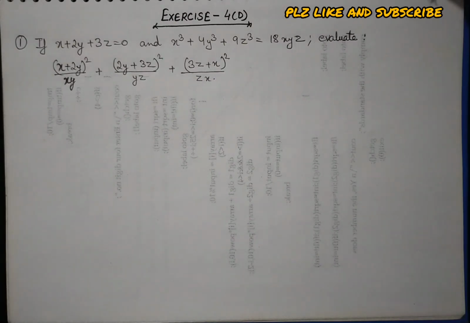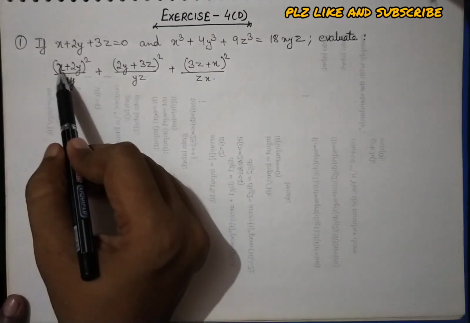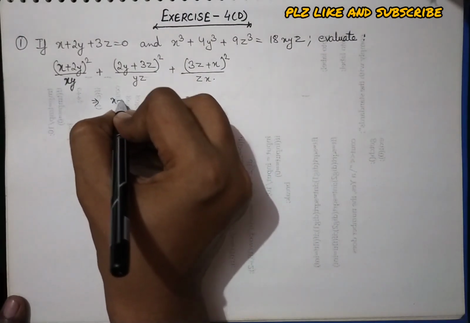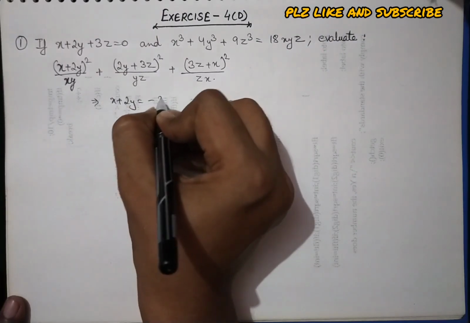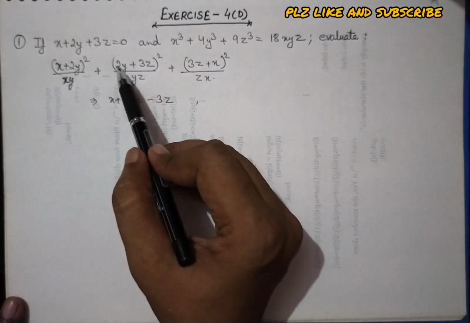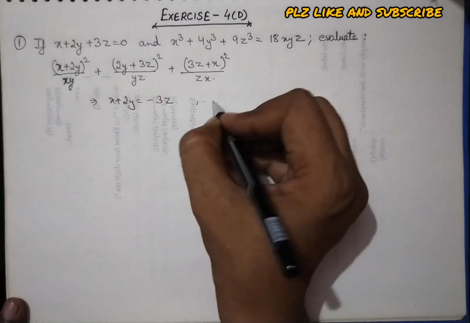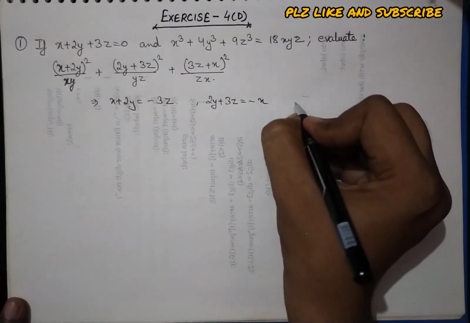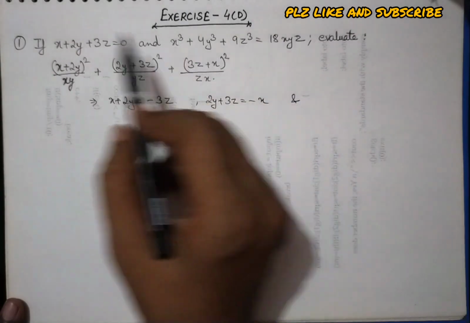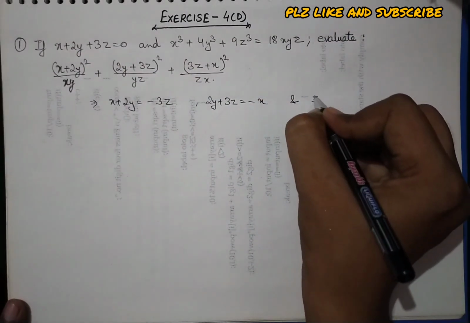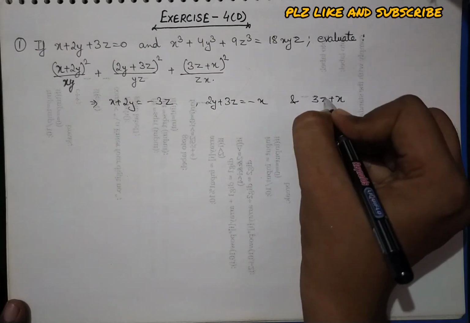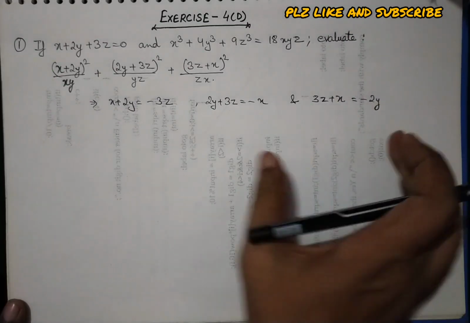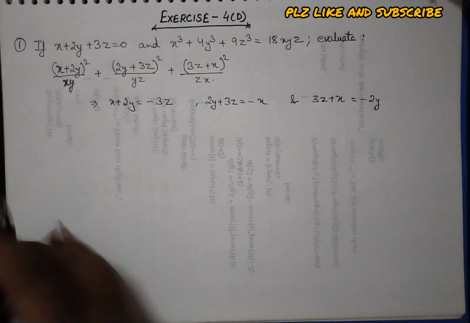Before starting with this expression, we first have to find the values with the help of this one. x plus 2y will be equal to minus 3z. Then 2y plus 3z equals minus x, and 3z plus x will be minus 2y. Here we have got all three values, and now we are going to place them in this expression.